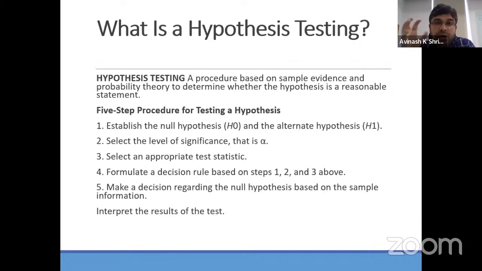In hypothesis testing, there are certain steps which we have to follow. These steps are, number one, firstly, we need to determine the null hypothesis and the alternate hypothesis. And we'll discuss all these things one by one in the upcoming slides. Then we have to select the level of significance, that is alpha. Then we have to select the right test.